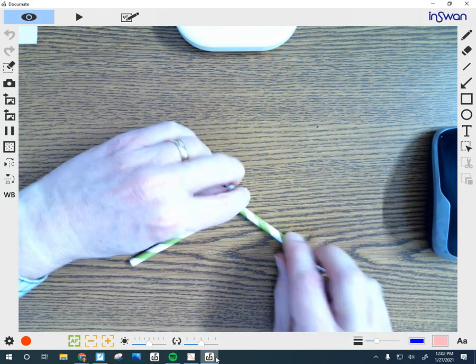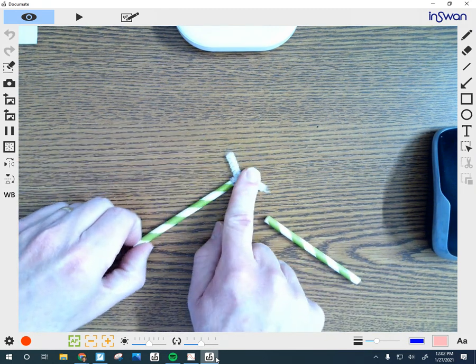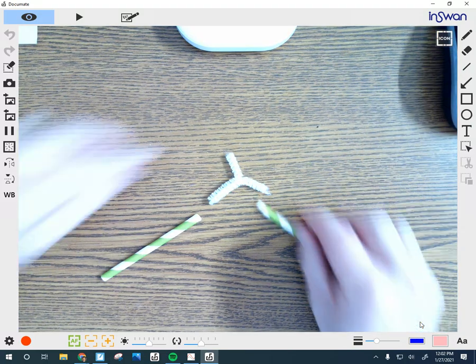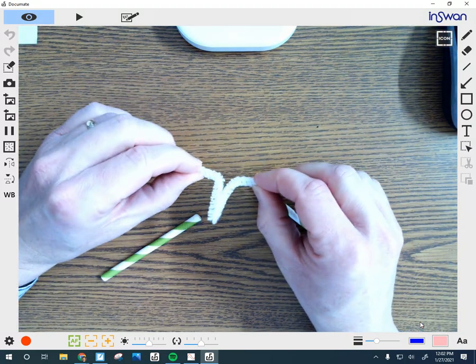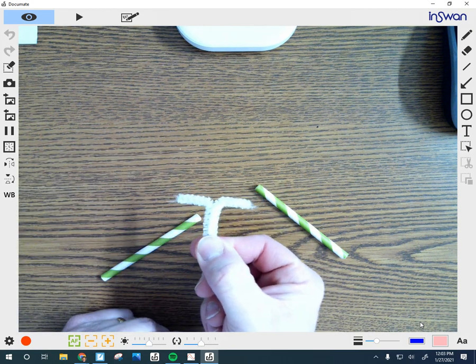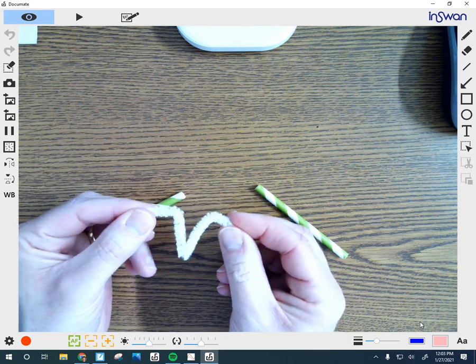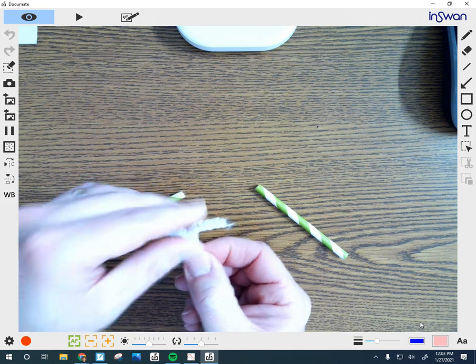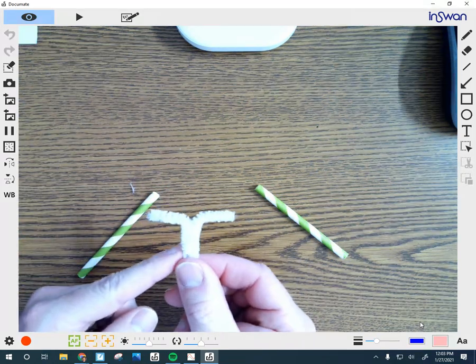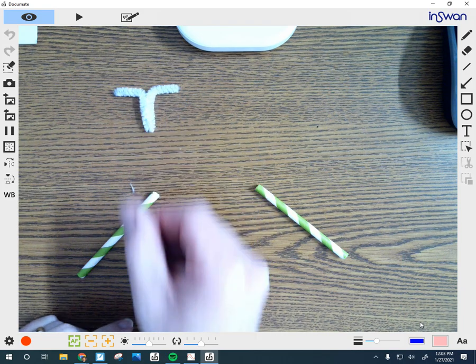So go ahead and disassemble our bent molecule. I had my piece that was kind of made into a Y shape. I want to make it back into a T shape, so it has the bend in there. And I want to take my other pipe cleaner piece and make this same shape. So I'll review how we did that.